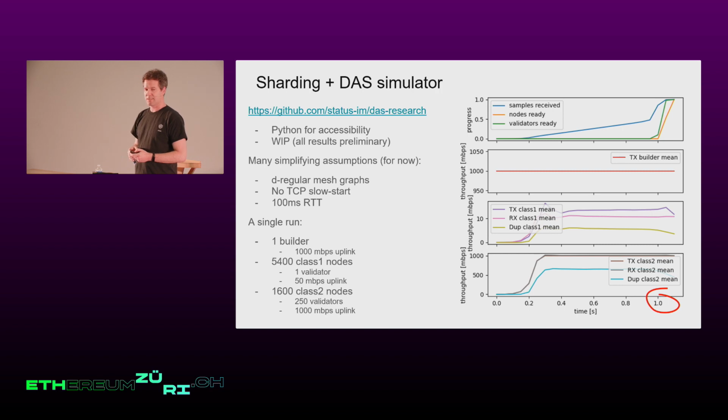And what you see on the right side is one single dissemination with a builder which has a 1,000 megabits per second link. This is a conservative estimate, but we are not counting with some factors. We have 5,400 nodes, which are kind of solo stakers, 1 validator with a smaller bandwidth. And we have 1,600 nodes, which are having their beacon nodes, handling a bunch of validators, and having a better network connectivity. And what you see on the right side is the progress, the evolution. On the top, below there's the time, so we are arriving to 1 second. And in 1 second, nodes are receiving samples, and validators start to validate. Validators validate when they have all the rows and columns. And then you also see a bunch of network statistics: the transmission bandwidth, the reception bandwidth, and how many duplicates you have.